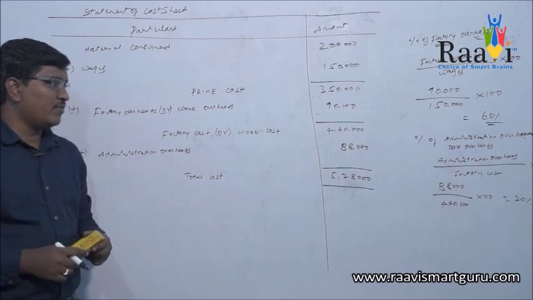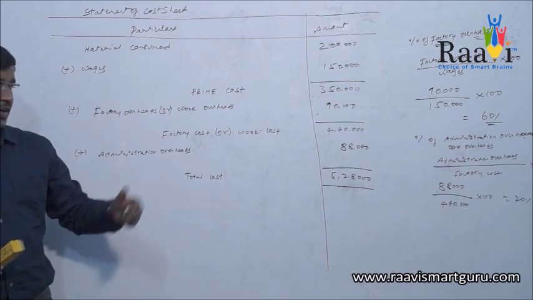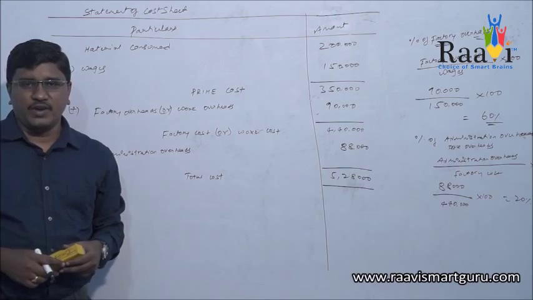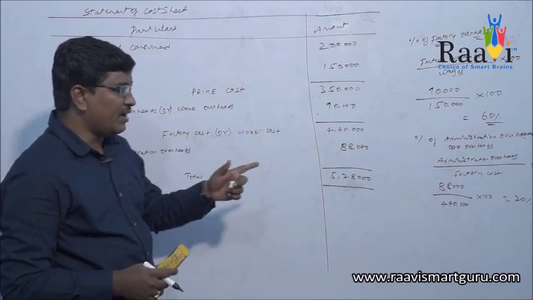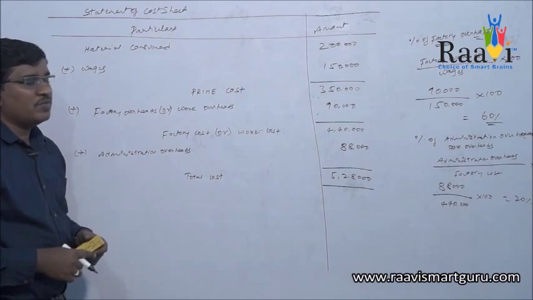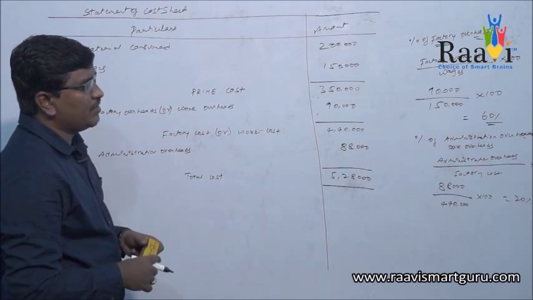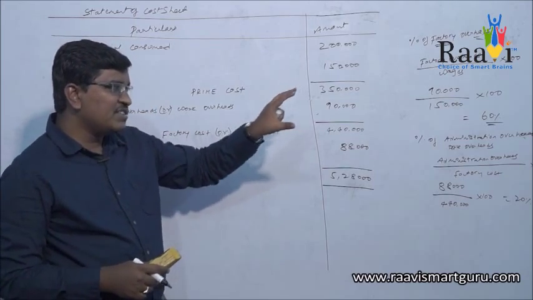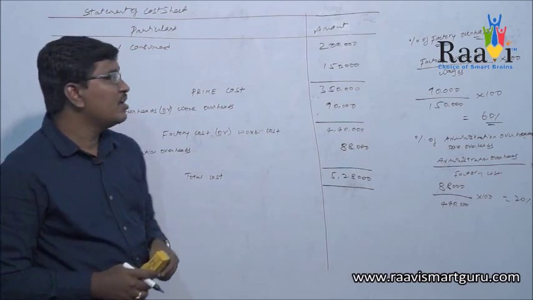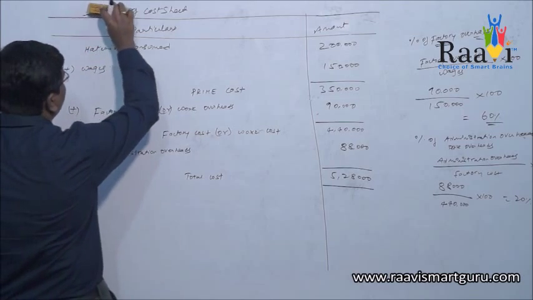So the percentage of administration overheads is 20. How did we get this? Administration overheads divided by factory cost into 100. So we got these two percentages. One is the percentage of factory overheads, the next one is the percentage of administration overheads. By using this information we will be preparing the quotation.